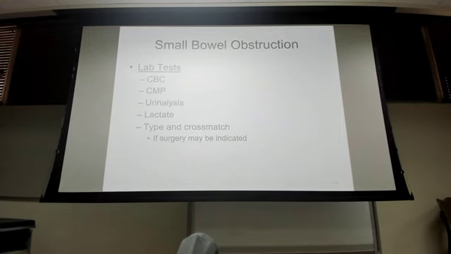What do we order? CBC, CMP, like almost all GI issues that we've discussed. A UA, serum lactate, because if you have elevated lactate, it is a marker for bowel ischemia. So when your lactate starts going up, you're not breaking down lactate, not enough perfusion to the gut, elevated lactate equals bowel ischemia, so we're probably moving towards the OR.